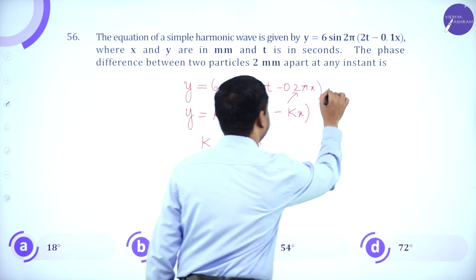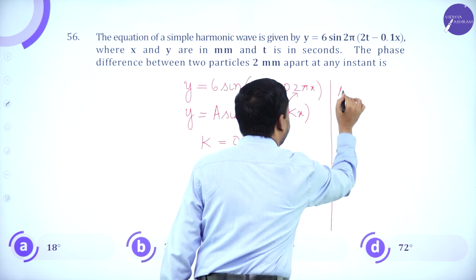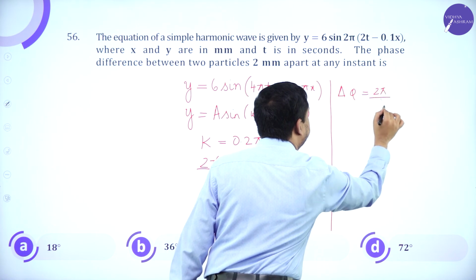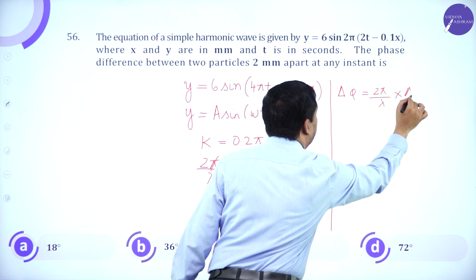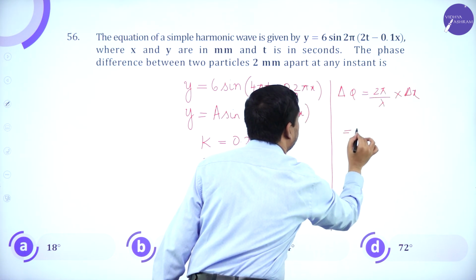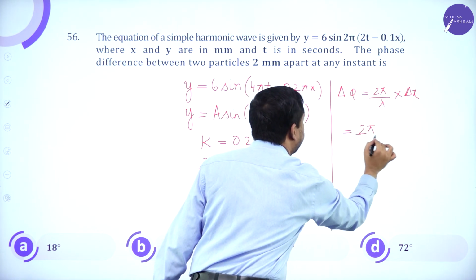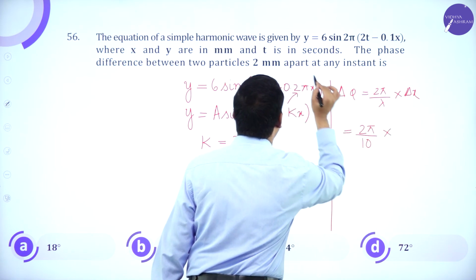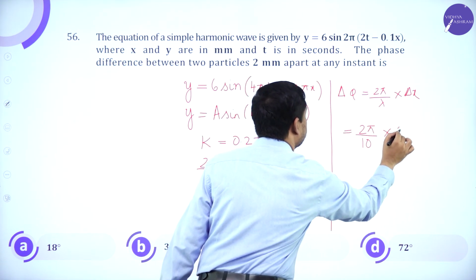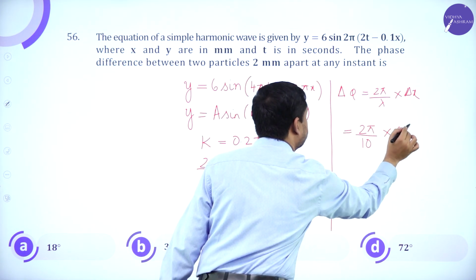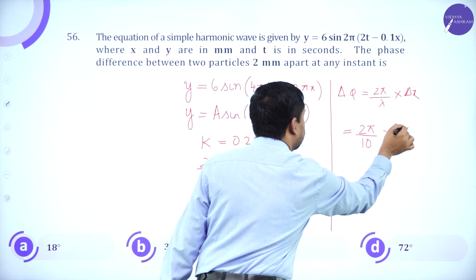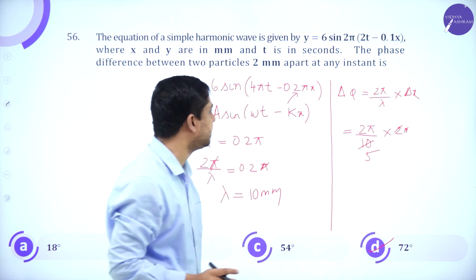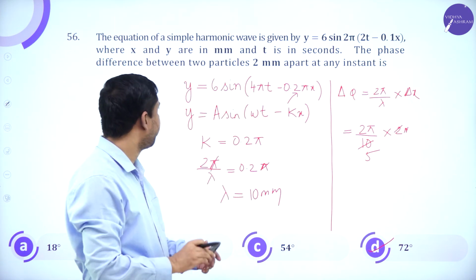We know phase difference is 2 pi by lambda into path difference. 2 pi by lambda, lambda is 10 millimeters. Path difference is 2 millimeters. Yeah, so this goes 5 times. 72 degrees is the answer.